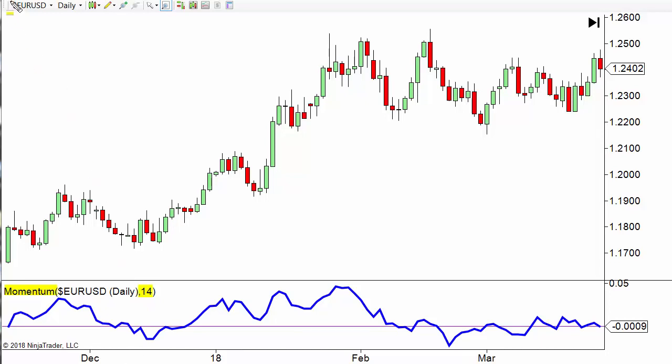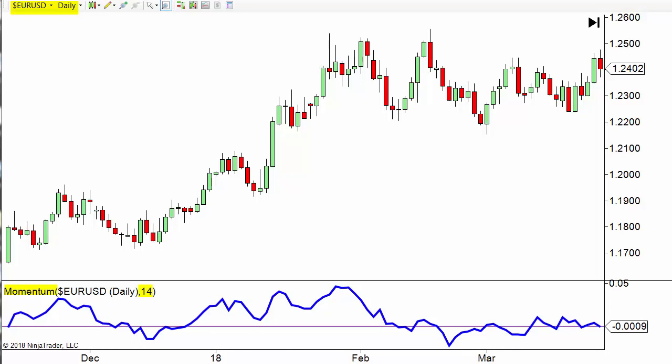I'm using a daily, and I'm using Forex market here, Euro, US dollar. But again, this is one of those indicators that really can be used on pretty much anything, any time frame: stocks, Forex, futures, commodities, E-minis, intraday trading. It's really very flexible.